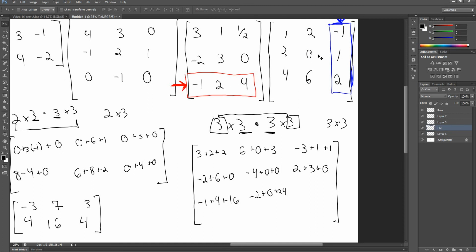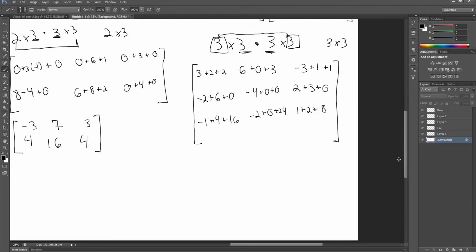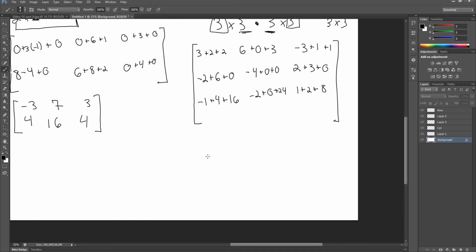We're now in row 3, column 3. So this entire time we've been working in row 3. So in my answer matrix, I've been working in row 3. Except here, we're going to have negative 1 times negative 1 is a positive 1. 2 times 1 is a positive 2. 4 times 2 is a positive 8. And all we need to do now is do the summation.